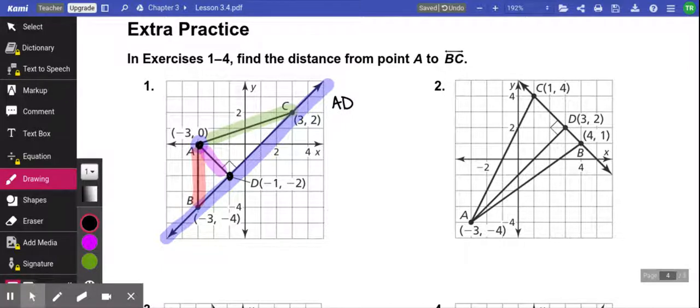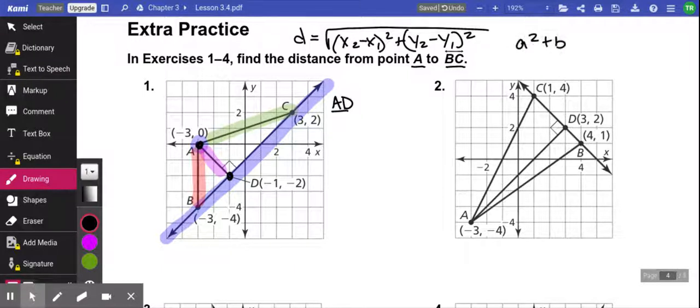To find the distance from the point A to BC, I need 2 points. Remember the distance formula? That equals the square root of x2 minus x1 quantity squared plus y2 minus y1 quantity squared. It also is the same as a squared plus b squared equals c squared. You can think of it either way. So I'm going to make a note: A is at negative 3, 0. D, as in dog, is at negative 1, negative 2.